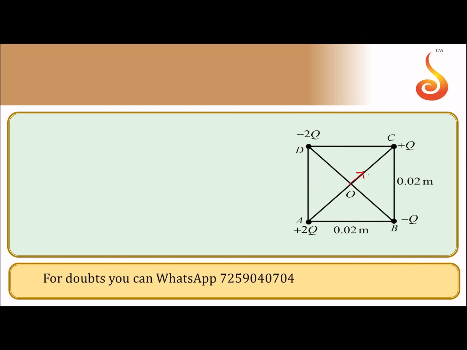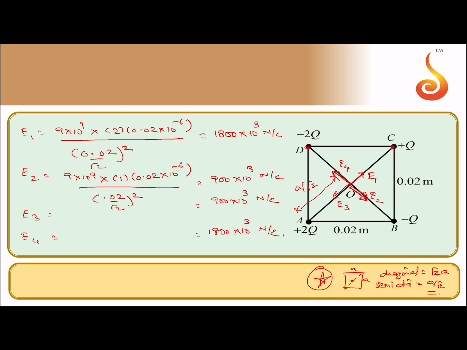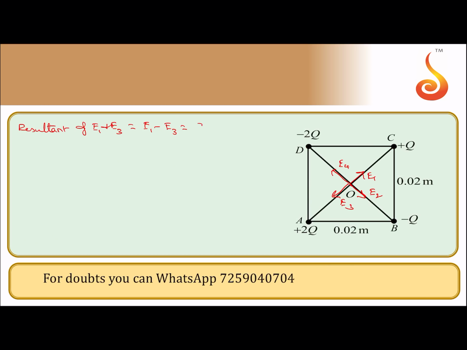So you have E1, E2, E3 and E4. Now if I look between E1 and E3, they are in opposite directions, so the resultant will be E1 minus E3. E1 was 1800, E3 was 900, subtracted, what do I get? 900. Therefore resultant will be 900 into 10 power 3 Newton per Coulomb. And what direction will it be? E1 is greater, therefore the resultant over here will be this way, 900 into 10 power 3.